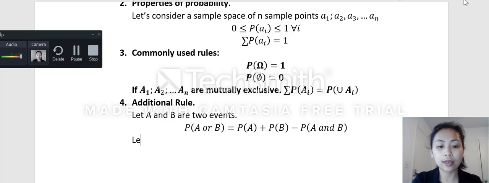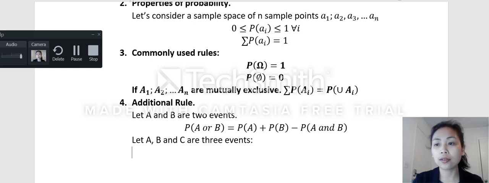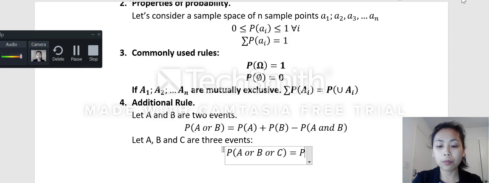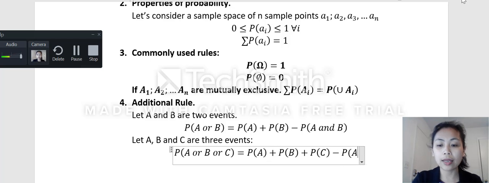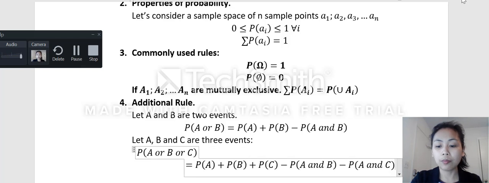And for three events, let A, B, and C be 3 events. Usually on exam P, we should have only 2 events and 3 events. So for 3 events, probability of A or B or C is equal to probability of A plus probability of B plus probability of C minus probability of A and B minus probability of A and C minus probability of B and C and plus probability of A and B and C.